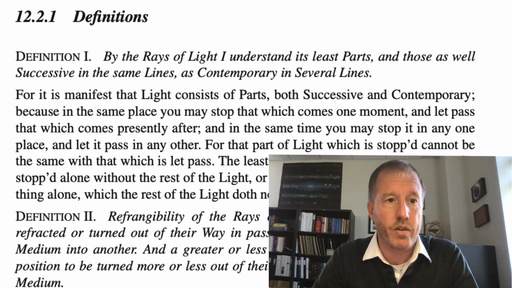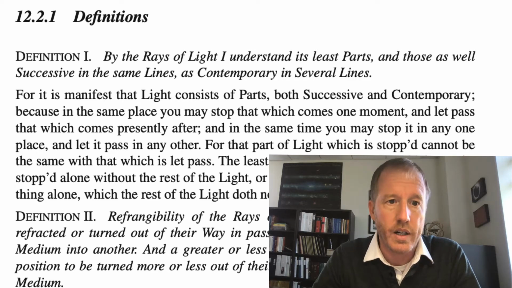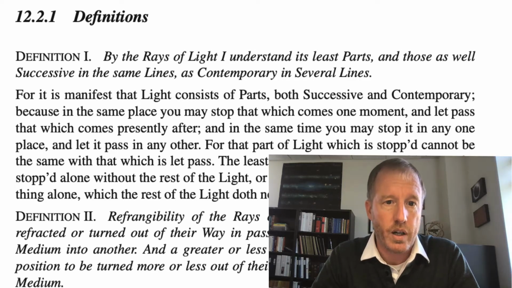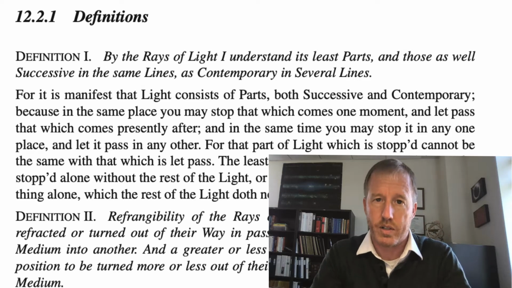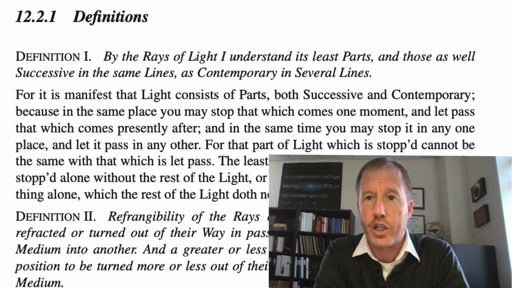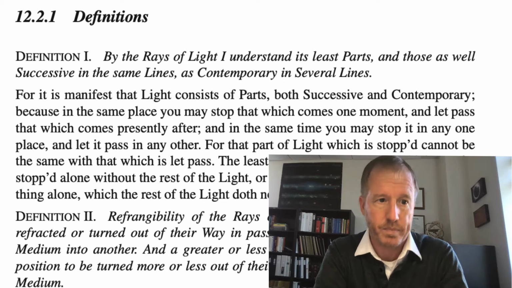So here we go. His first definition: by the rays of light I understand its least parts, and those as well successive in the same lines as contemporary in several lines. So you can see this is a bit dense. I'm going to read his explanation of this and then comment on it as I go.